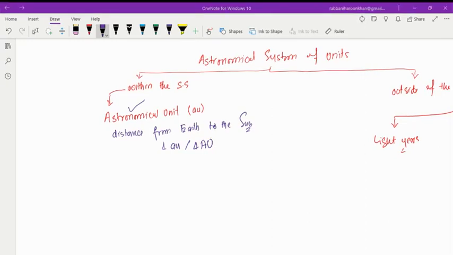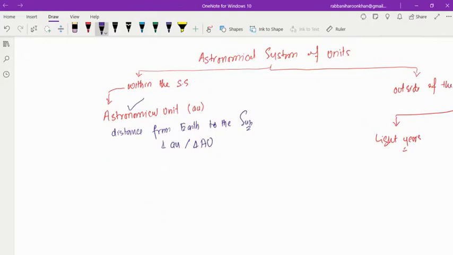Capital or small, it is the same thing, but mostly we take it as 1 AU, small. So the distance between Earth and Sun, in this unit, is 1 astronomical unit. And then we measure other distances between the Sun and other planets with respect to this 1 AU, which is exactly the distance between Earth and Sun in astronomical unit.